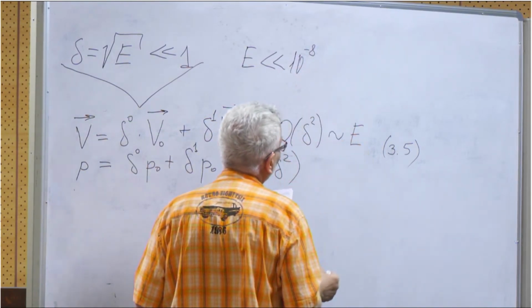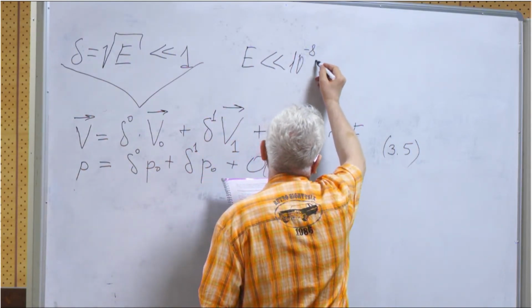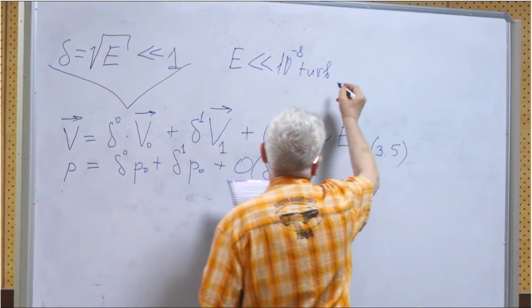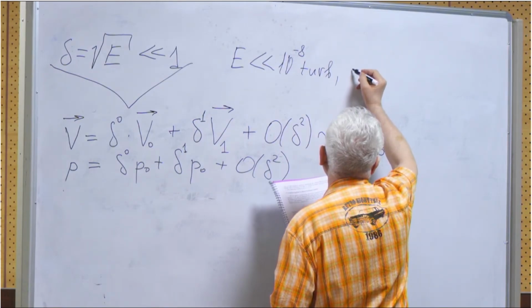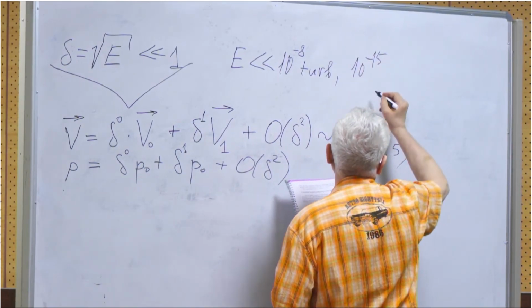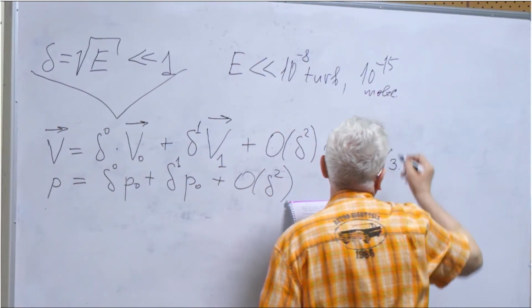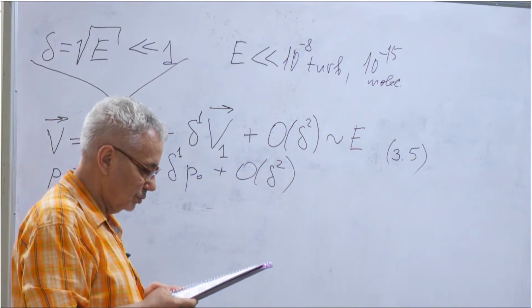But that is for the turbulent value, this upper bound. While for the real molecular value, it's 10 to minus 15, as already told. So we are quite safe to remove that.